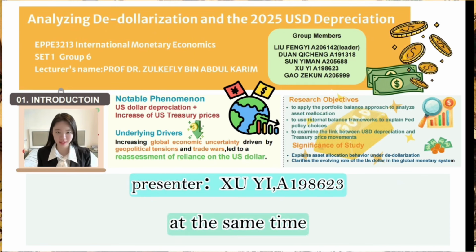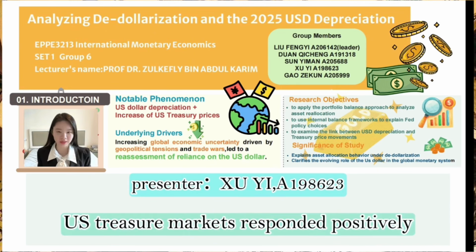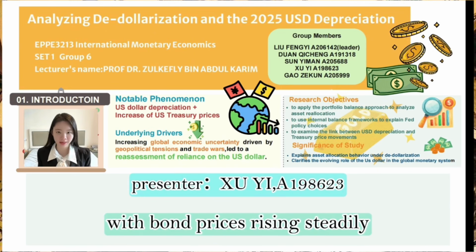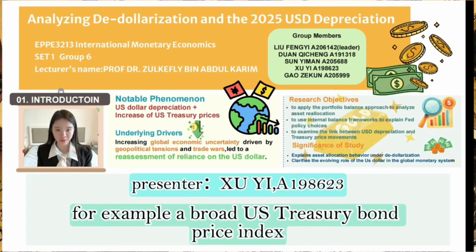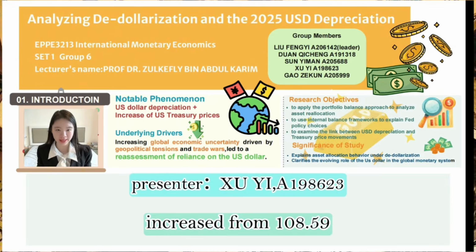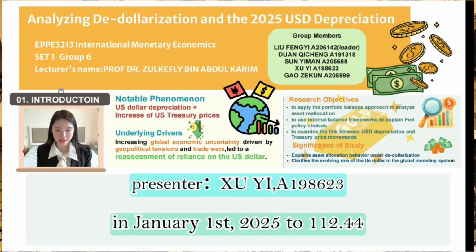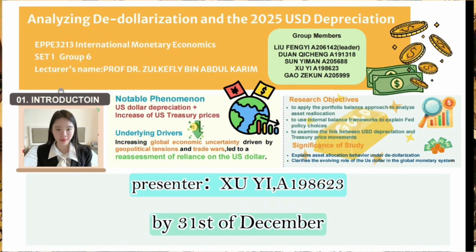At the same time, US Treasury markets responded positively, with bond prices rising steadily. For example, a broad US Treasury bond price index increased from 108.59 on January 1, 2025 to 112.44 by the 31st of December.